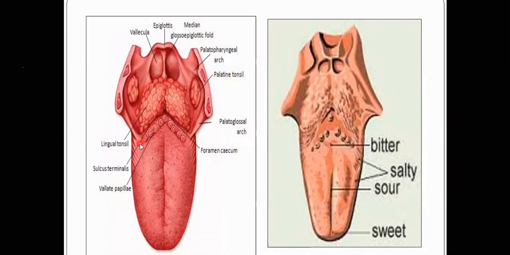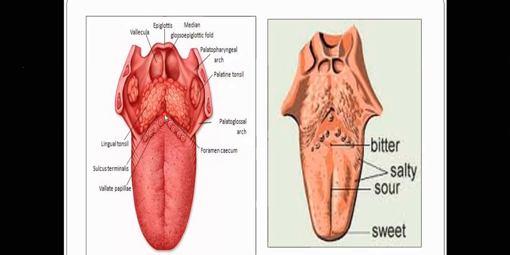tongue. And this V shape is sulcus terminalis. You can see the V-shaped structure between anterior 2/3 and posterior 1/3 is called sulcus terminalis. Here you can see sulcus terminalis. And in the tip of this V shape, this area is called foramen cecum.